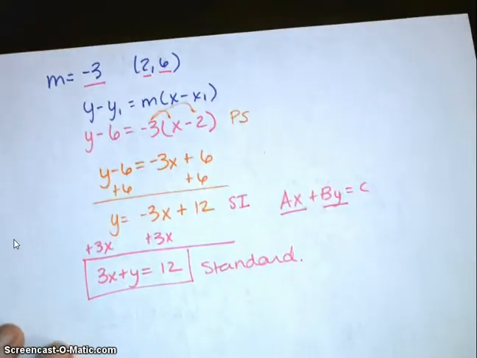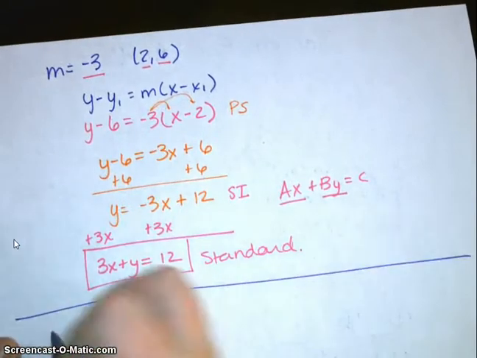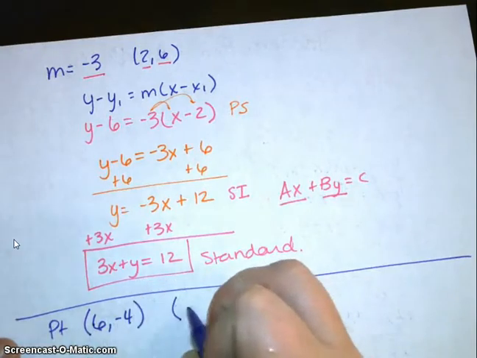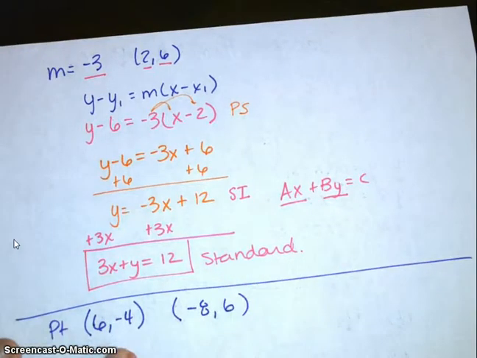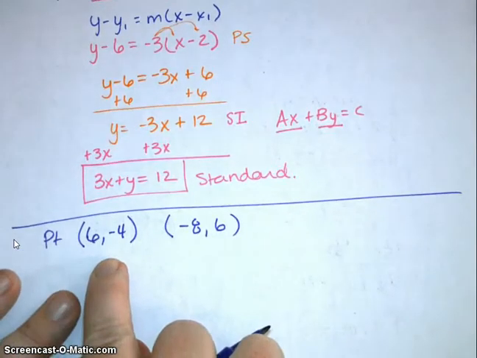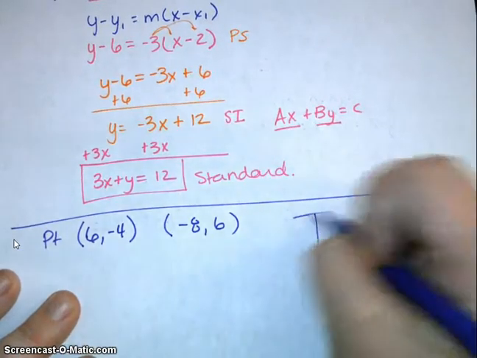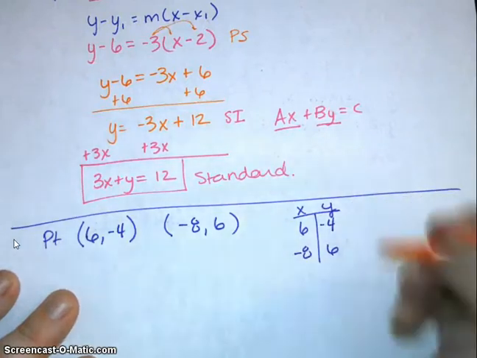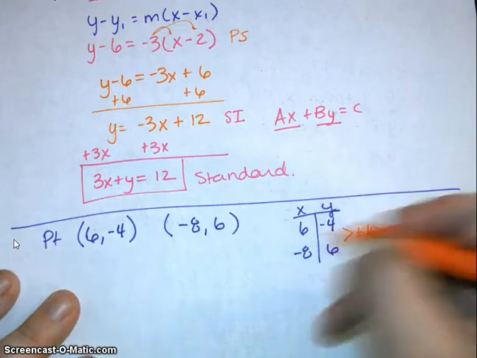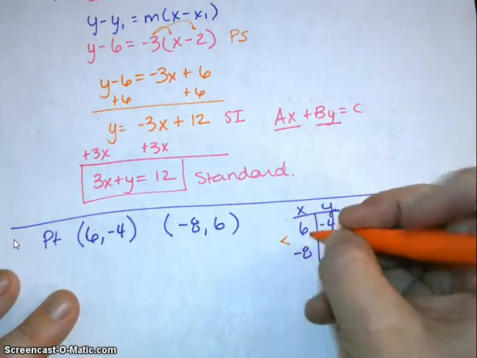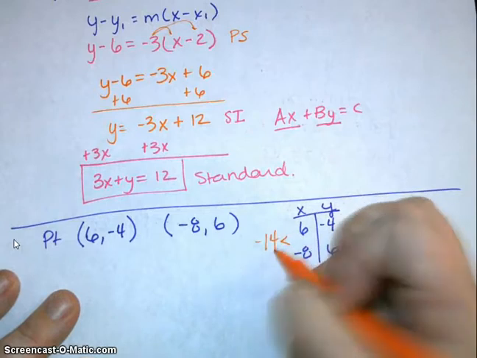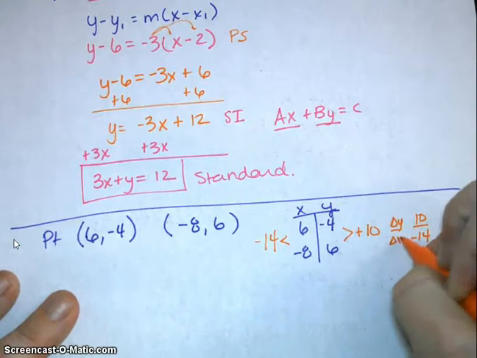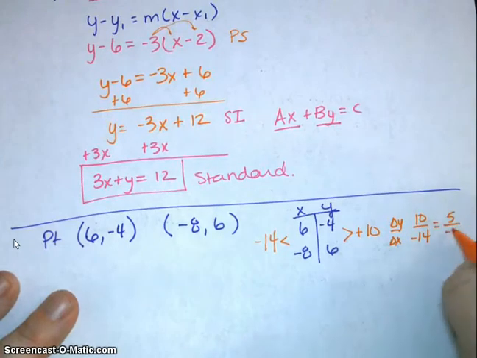Let's look at one more example. I'm going to be given 2 points this time, so I'm going to have to first find the slope. My 2 points are 6, -4, and -8, 6. I'm going to create an XY chart. 6, -4, -8, 6. My change in y is adding 10. My change in x is subtracting 14. So my slope is 10 over -14.